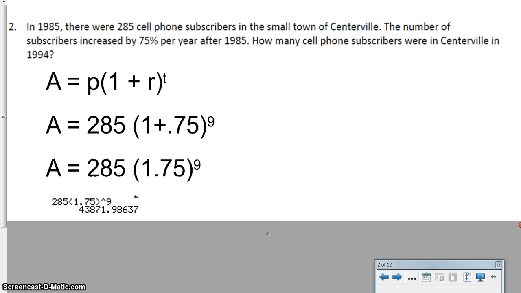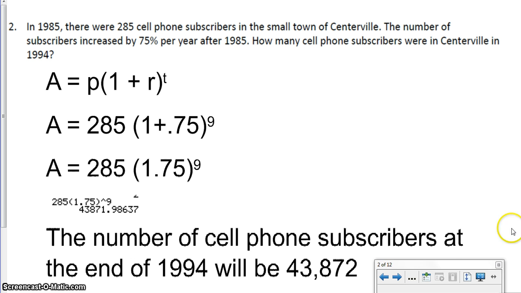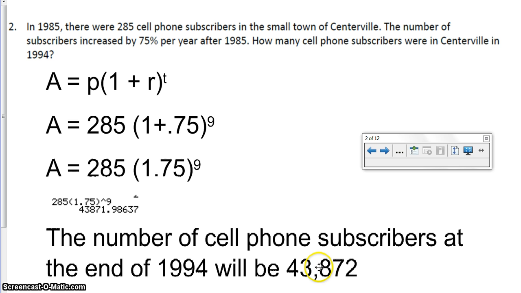Now, ladies and gentlemen, this is cell phone subscribers. You cannot have a partial subscriber. And so, ladies and gentlemen, I would have accepted that you had changed this to 43,872, but I would have been much happier if you had realized that 43,871 is the more specific, accurate, precise answer. And of course, this is at the end of 1994.